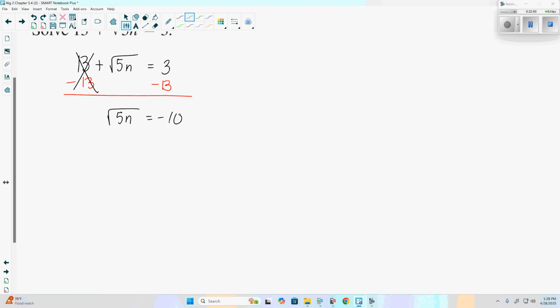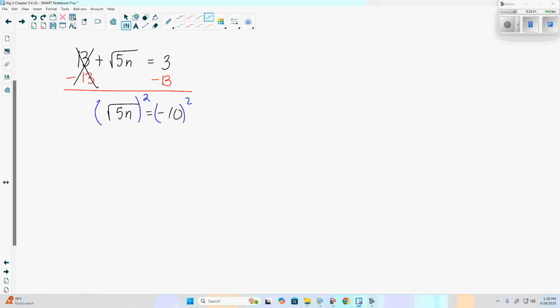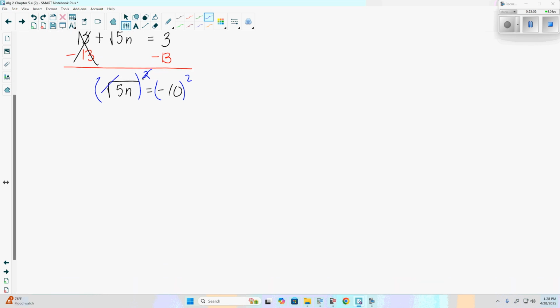Is the radical by itself? Yeah, so we're going to raise both sides to the nth power. What power are we putting it to? 2. Here the square root and square will cancel, telling us 5n is equal to 100. And then divide by 5. 5n divided by 5 is n. 100 divided by 5 is 20.